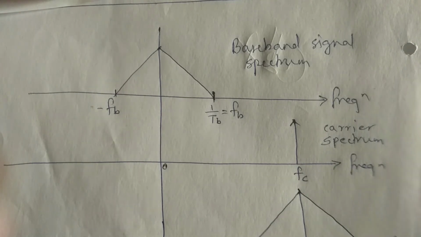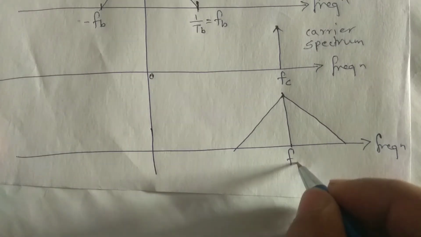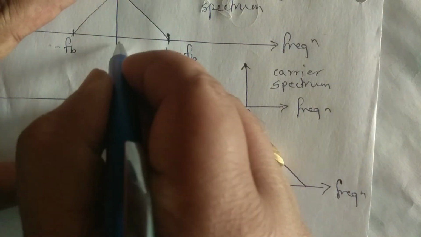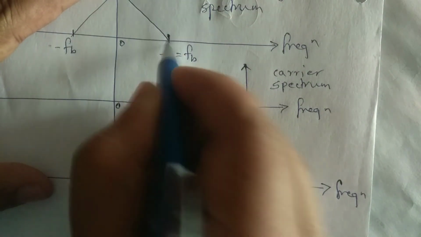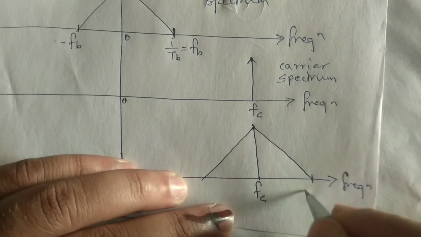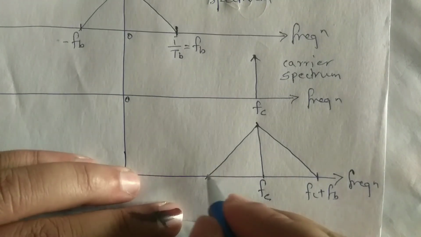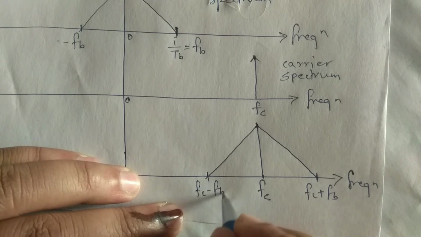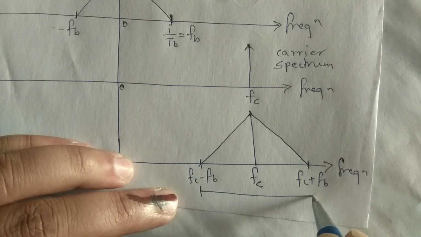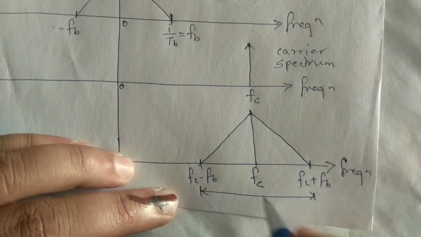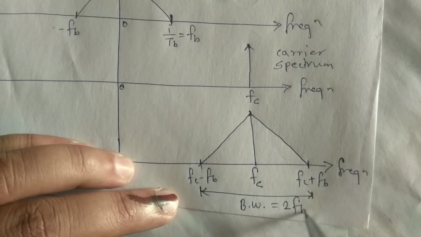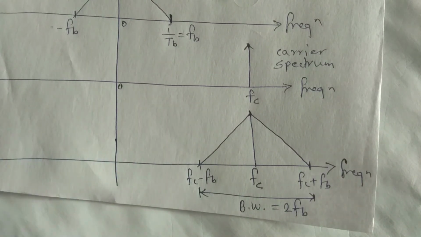This value is fc, and as we know, from origin 0 this point is at fb distance. If this is fc, then this value will be fc plus fb, and this value will be fc minus fb. To find the bandwidth we have to take the difference between these two frequencies, the higher frequency and the lower frequency, that will come equal to 2fb. So 2fb is the bandwidth of the ASK signal.